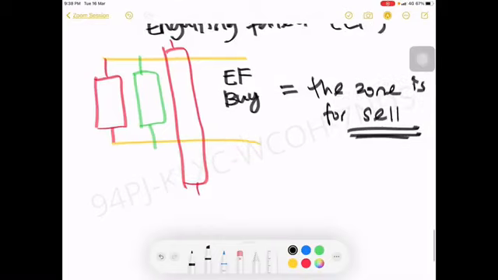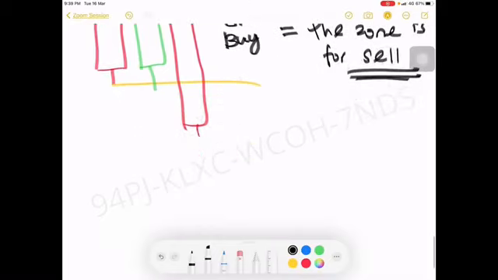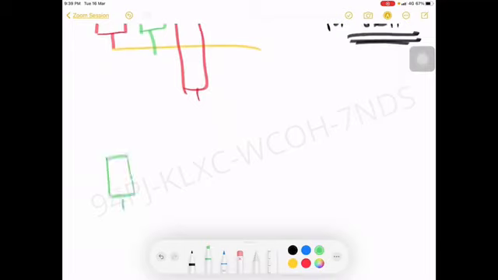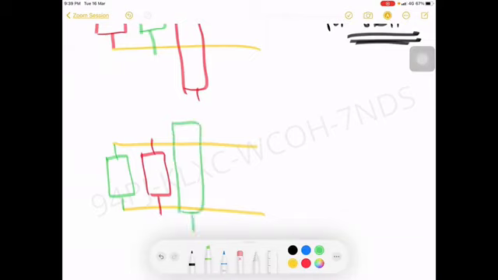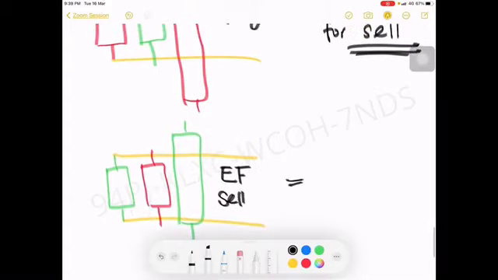Then you have another one, which is going to look like this. This is engulfing sell, right? So this place is actually for sell, but the price broke upward. So this is going to be EF. Is this zone going to be for sell or buy? Buy. Correct.